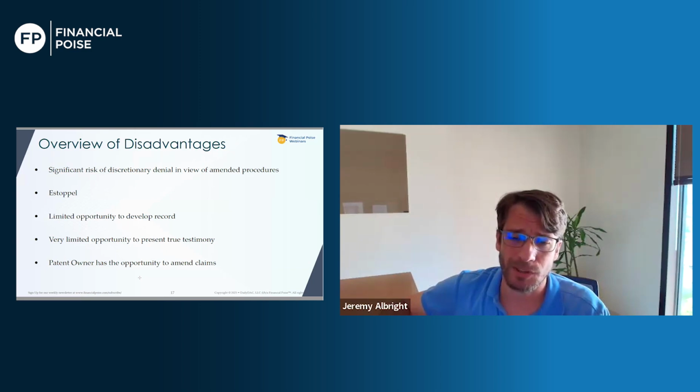And I think another thing that makes it tough on petitioner, particularly in view of estoppel, is the petitioner needs to file quickly, right? Particularly in view of the new discretionary denial landscape. The earlier you can get it on file, the better. And so it's a lot to do in a short amount of time in a proceeding that's somewhat limited in your ability to address the other side's counter arguments and evidence.